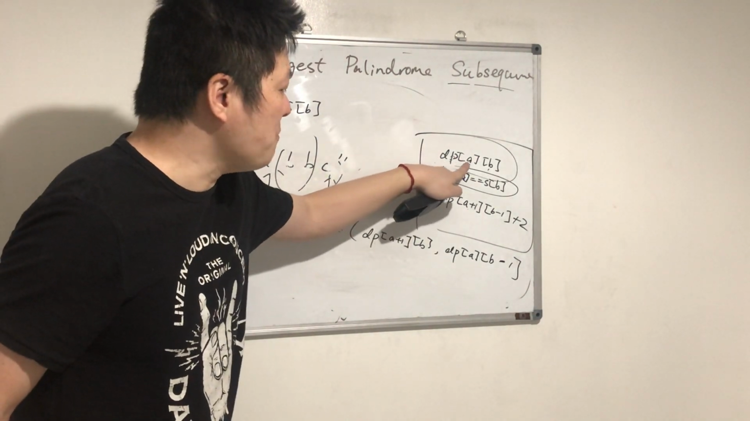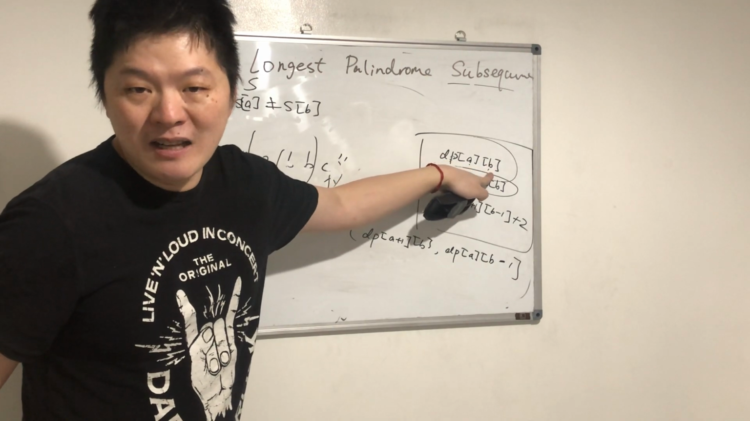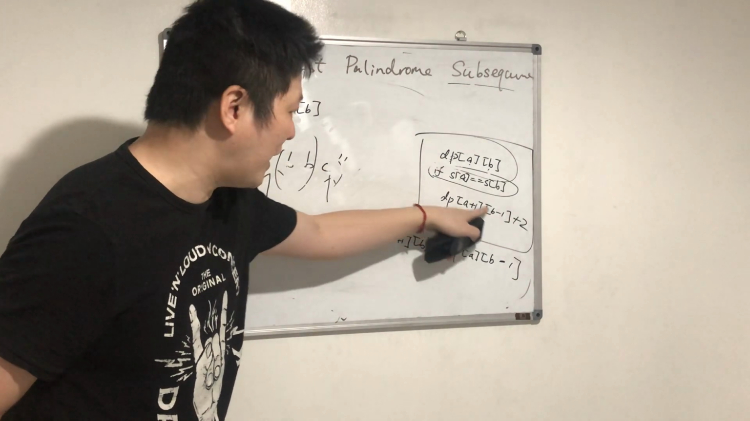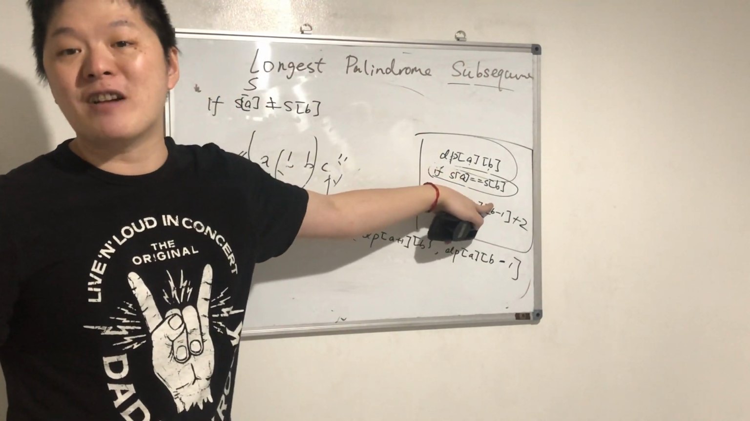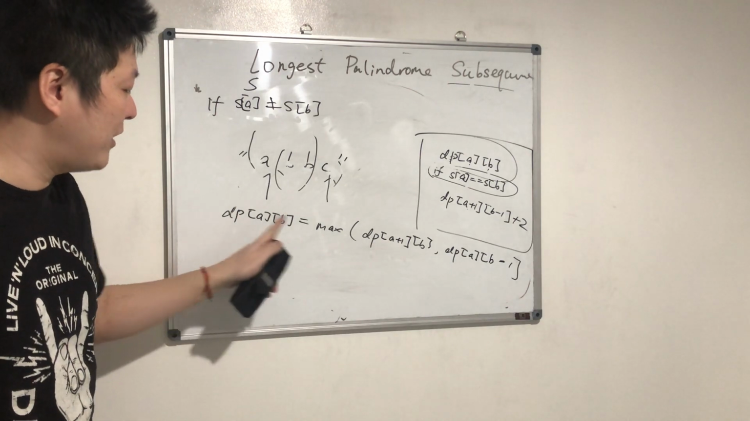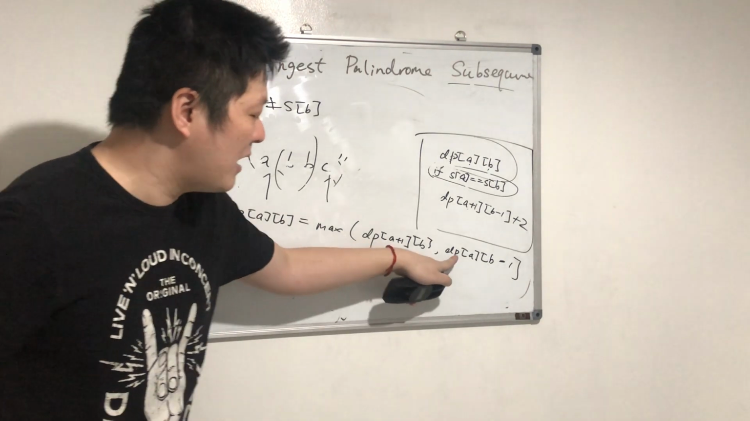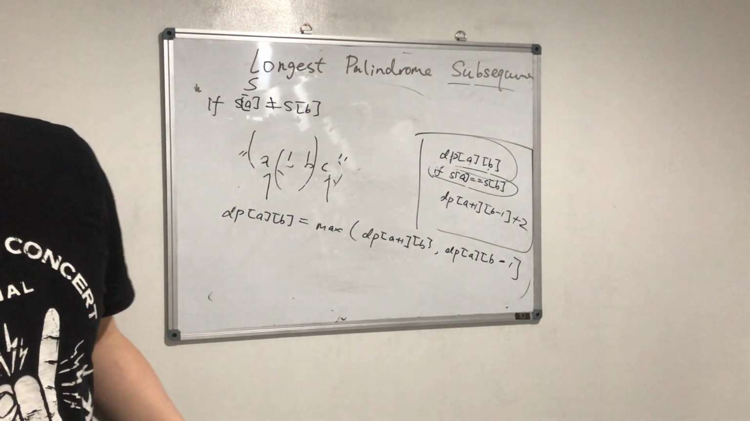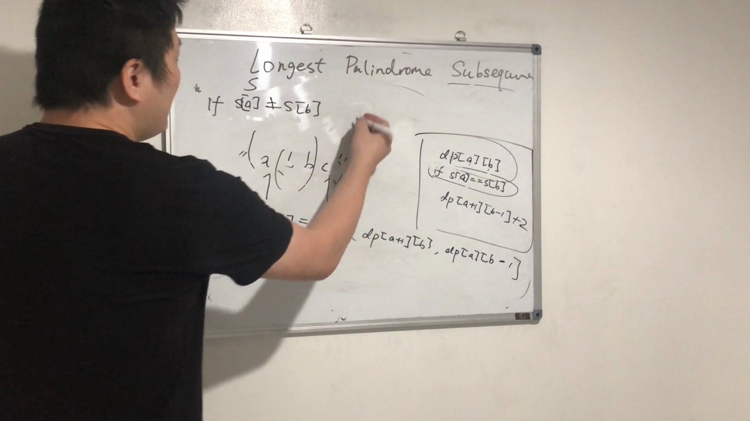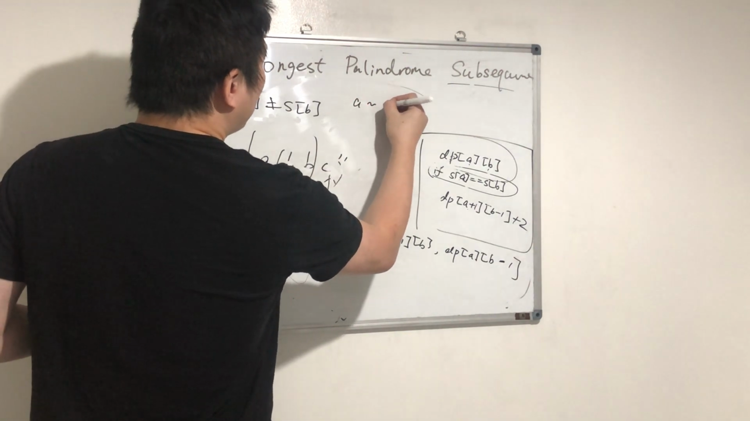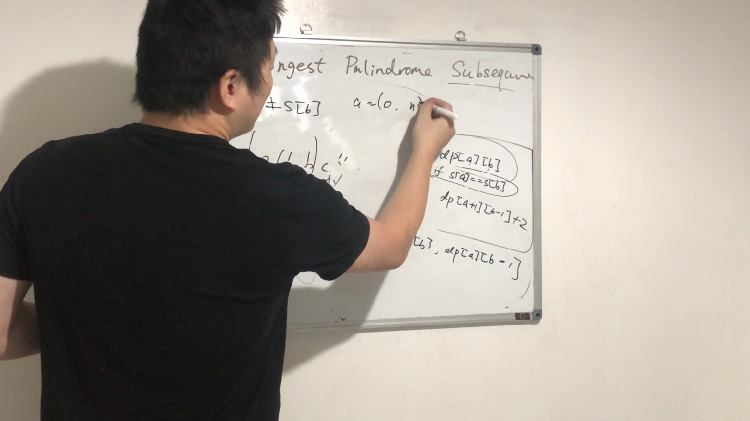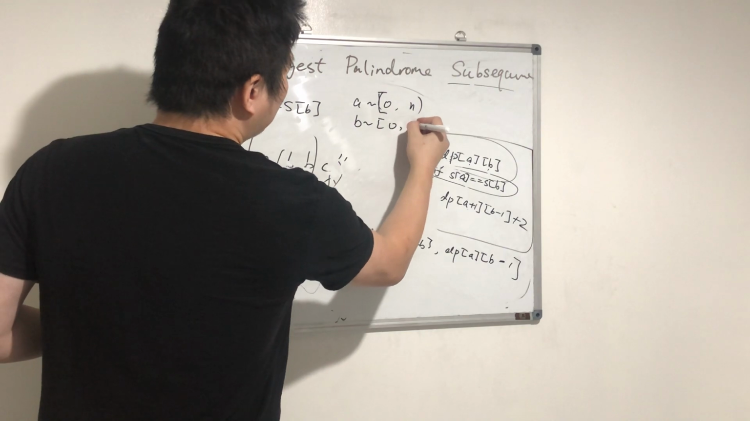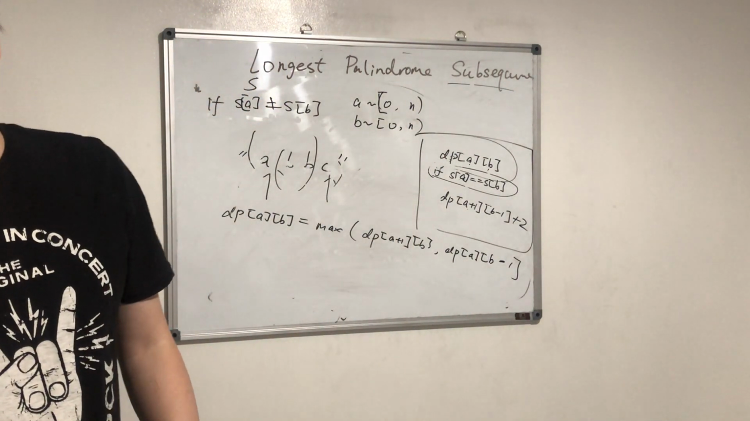Look, if we want to solve dp[a][b], we need to solve dp[a+1][b-1] if S[a] equals S[b]. Or if not, we can solve dp[a+1][b] and dp[a][b-1], and take the maximum. So if we solve this dp[a][b], with a from 0 to n exclusive and b from 0 to n exclusive, what's the complexity?